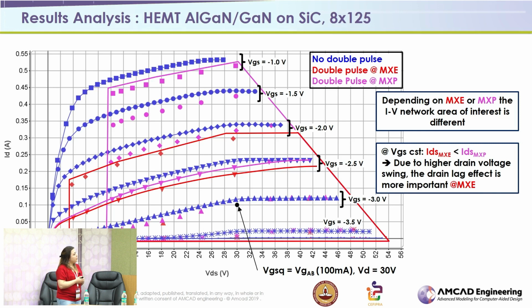So you see that for all the network, the network in red at MXC presents a current lower than for MXP. The hypothesis is that the VDS swing for MXC is higher than for MXP. So we think that the traps, in fact, are maximized in this configuration. That's why, due to the trap state, the current is lower than for MXP.